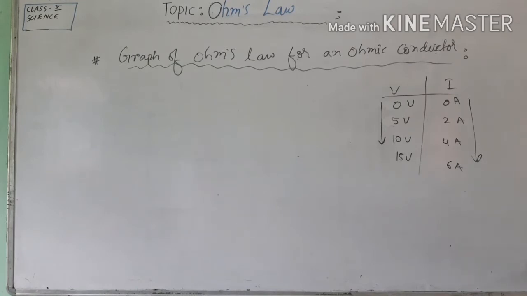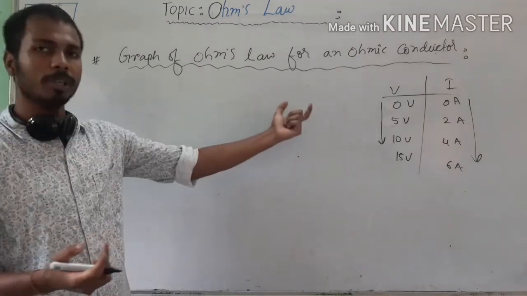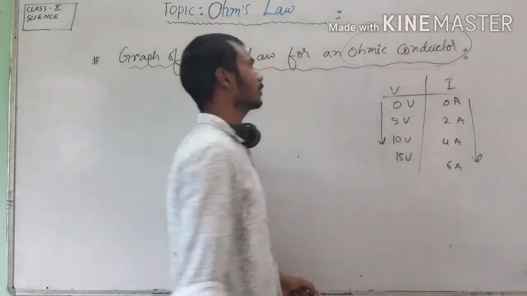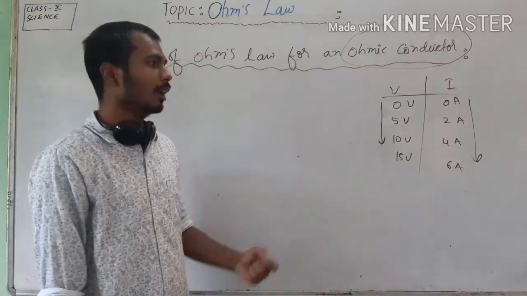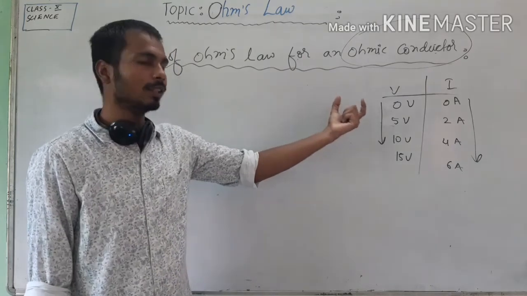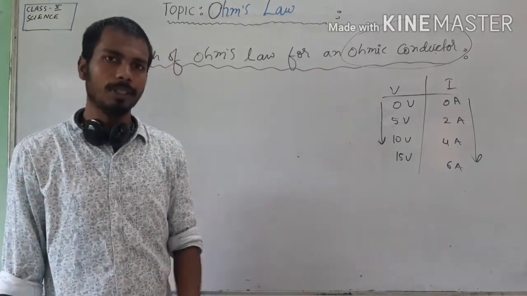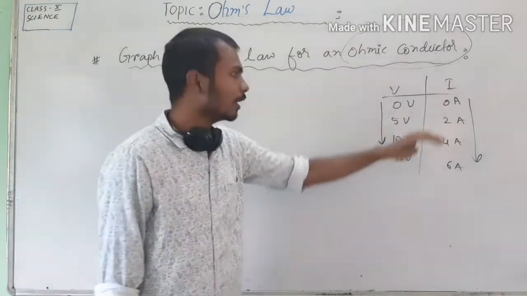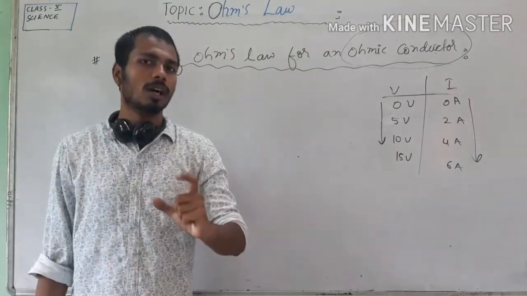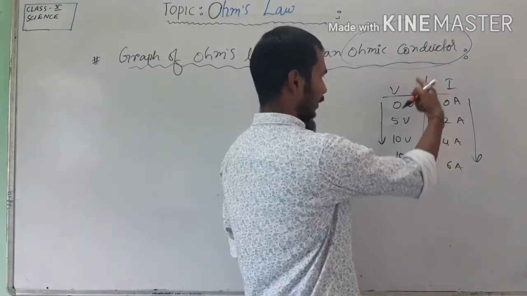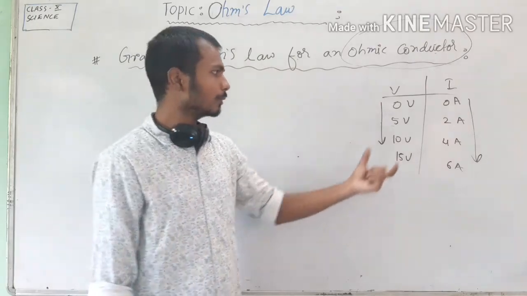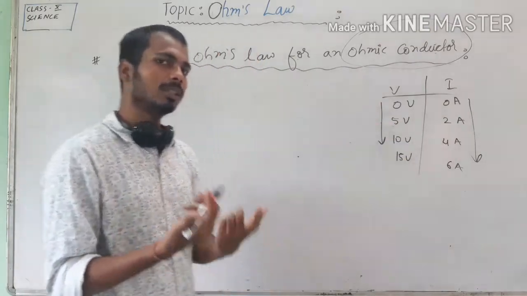Now class, let us study the graph of Ohm's law for an ohmic conductor. Why am I repeatedly using the term ohmic conductor? Ohmic conductors are those conductors which obey Ohm's law. Now we will use this data and draw a graph. This is the study of V-I for an ohmic conductor, and we will see what the nature of the graph is.